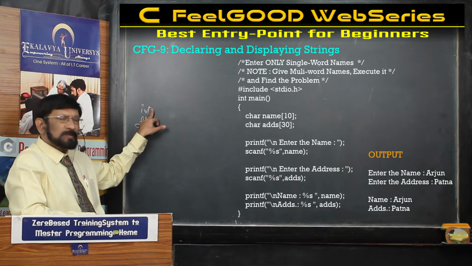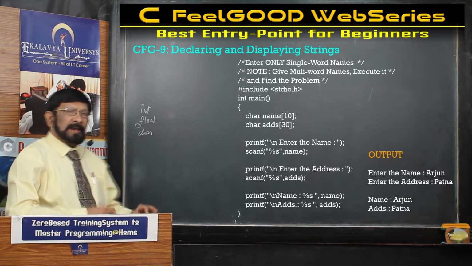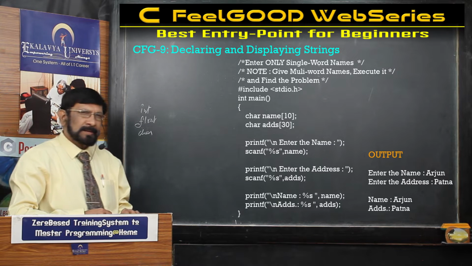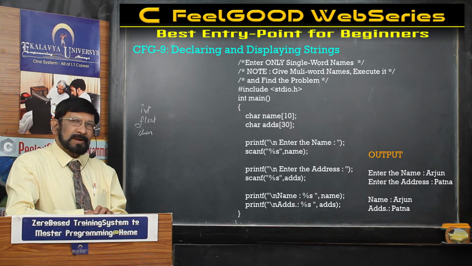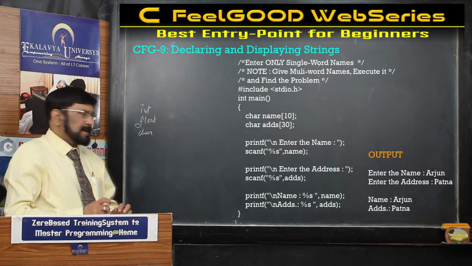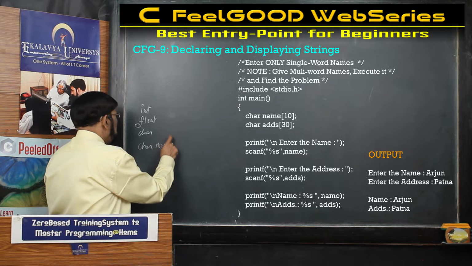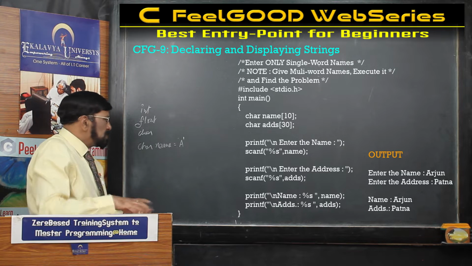Int is meant for storing whole numbers. Float is meant for storing real numbers. Char is meant for storing a single character. That we learned. So far, in our previous programs, wherever some name is required, we are using a single character. Suppose char name is a, like that, even grade, like that we are defining.